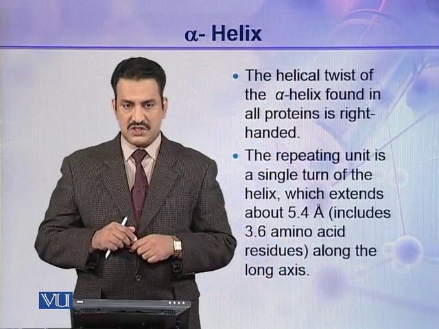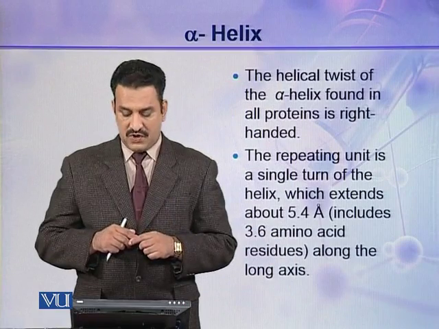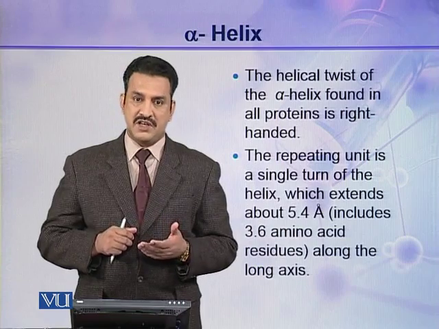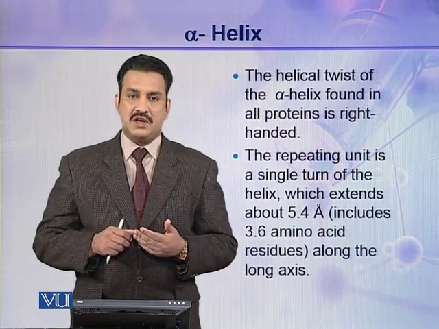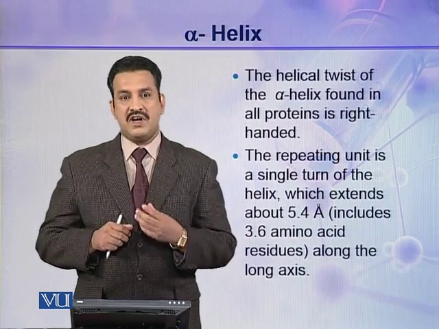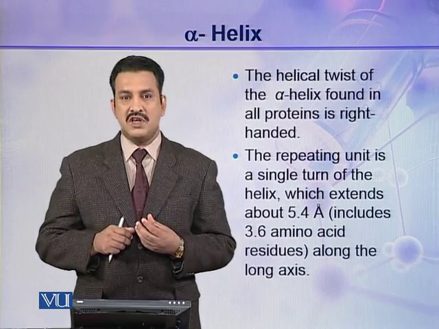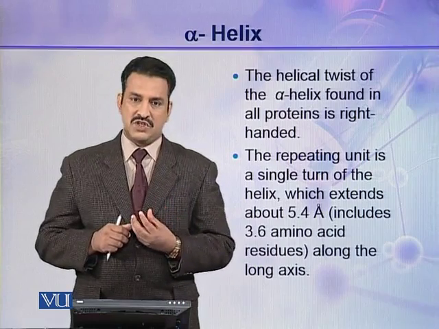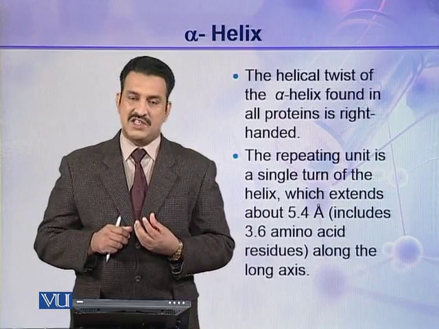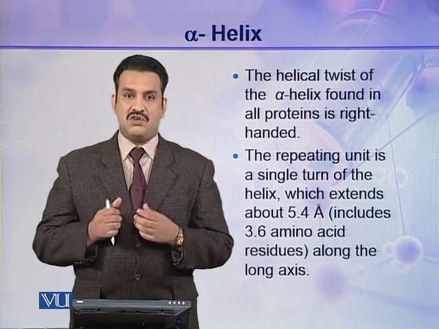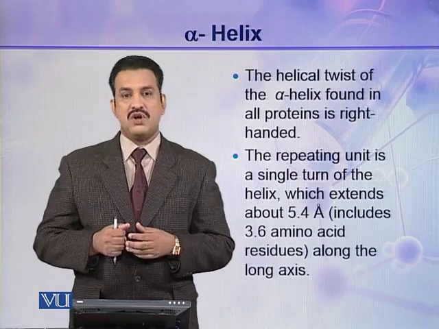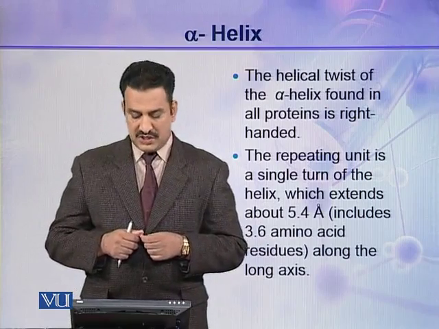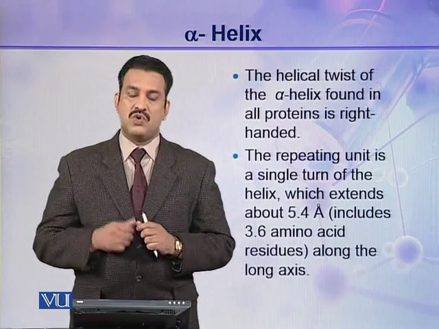The helical twist of the alpha helix found in all proteins is right-handed. What is meant by right-handed? If we ask the direction of a helix, we cannot say either it is clockwise or anti-clockwise. These terms are not good for helices. We will say it is right-handed coiling or left-handed coiling. So this alpha helix in the proteins is right-handed coiling.